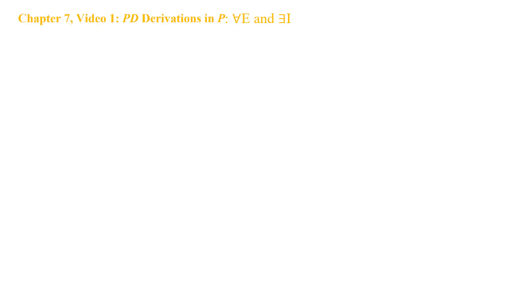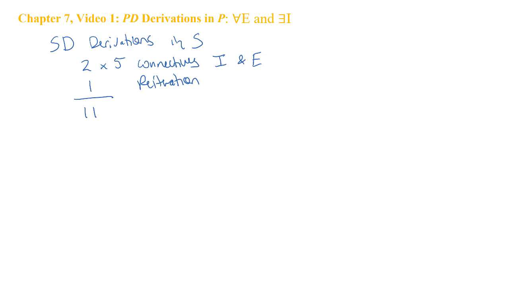Welcome back. This is Chapter 7, Video 1, in which we'll be talking about PD, the derivation system for our language P. Now you'll remember that we had SD for our language S, and it had 11 rules. 2 rules for each of the 5 connectives, an introduction and elimination rule, and then we had the reiteration rule. That gave us 11 basic rules.